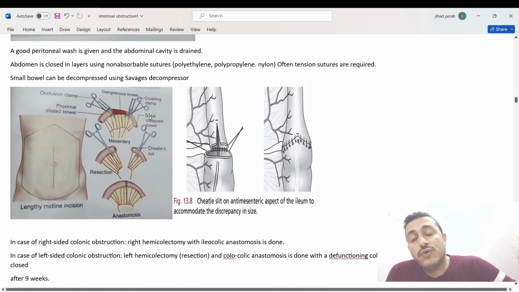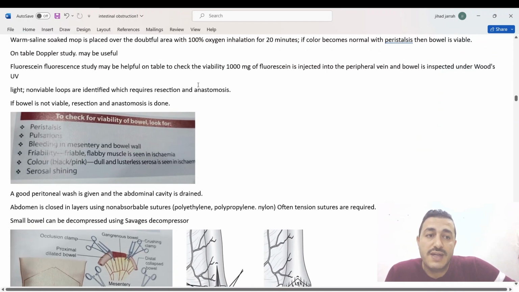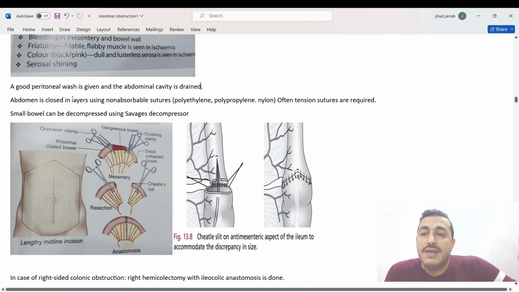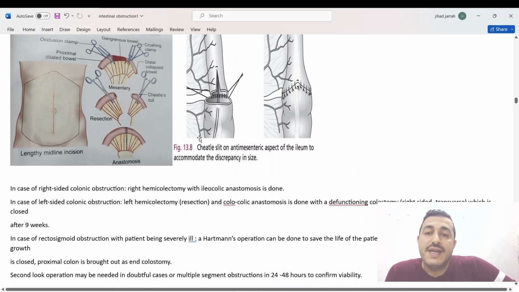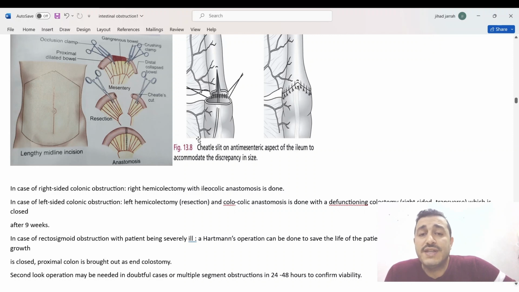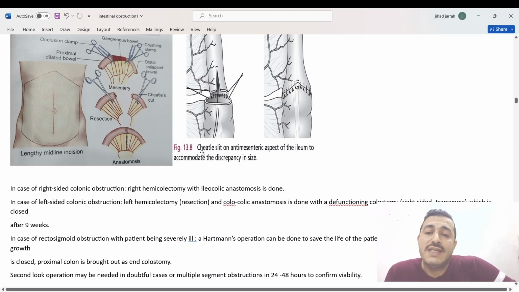Of course, we have to think of drains. We have to do a good washout with a large amount of saline. The abdomen is closed with non-absorbable suture and the small bowel can be decompressed. Actually, this is one of the techniques of how we can resect and do anastomosis of the small bowel and prevent future stricturing, called the Cheatle slit. You can see this is the Cheatle slit. Actually, it widens the site of the anastomosis.